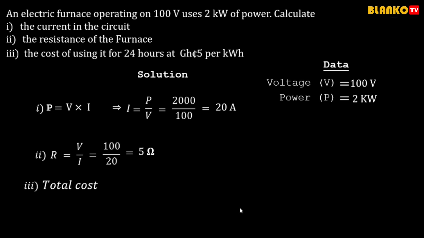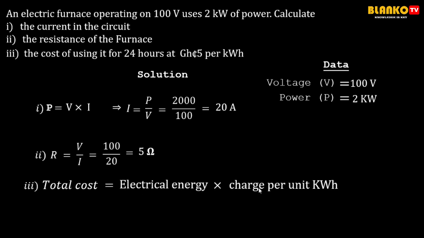So the total cost is equal to what? The electrical energy times the charge per unit. So the electrical energy that we calculated for is what? 48. And then the charge per unit is what? 5. So when you multiply 48 by 5, we are going to get what? 240 units. So the total cost is what? 240 units.